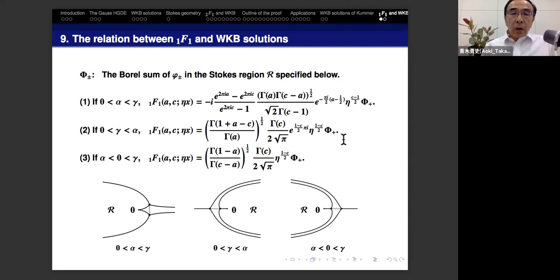Of course, similarly, computing local monodromy at the origin, we have another relation, that is, independent solutions of the Kummer equation can also be expressed in terms of the Borel sum of WKB solutions.